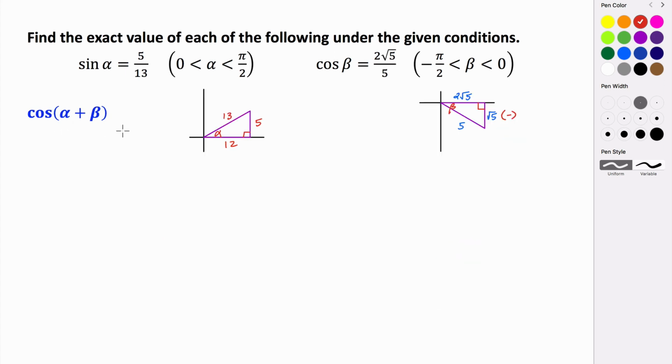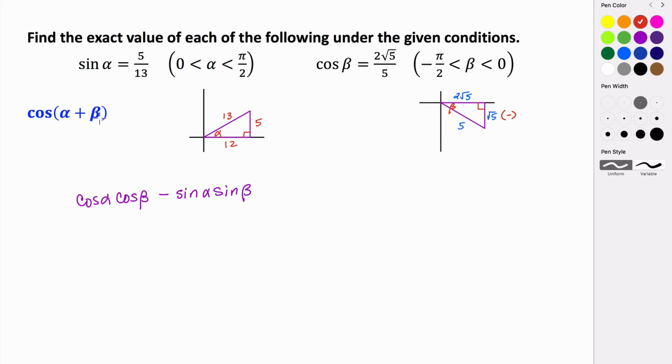In this next part, using the same two triangles and the same information, we want to find the cosine of alpha plus beta. The equation for the cosine of alpha plus beta is the cosine of alpha times the cosine of beta minus, the sum is minus, sine of alpha times the sine of beta.